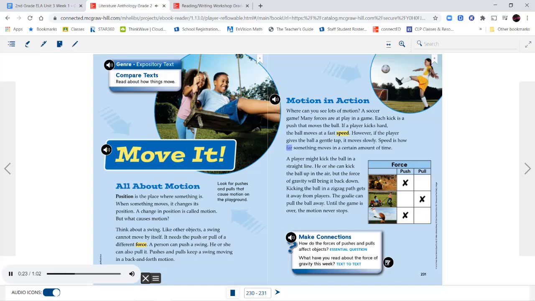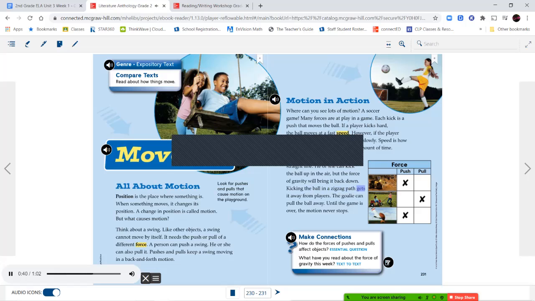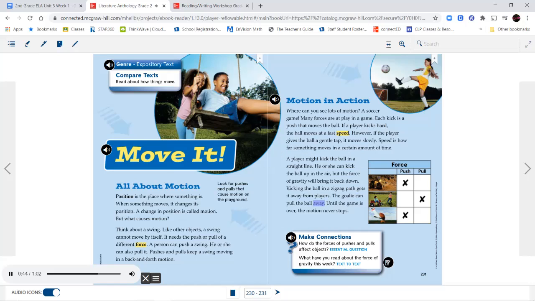Speed is how far something moves in a certain amount of time. A player might kick the ball in a straight line. He or she can kick the ball up in the air, but the force of gravity will bring it back down. Kicking the ball in a zigzag path gets it away from players. The goalie can pull the ball away. Until the game is over, the motion never stops.